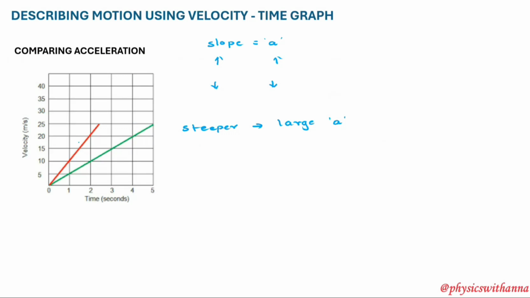If I were to compare the red and green line, imagine if you were to walk on this line, which line would be difficult for you to walk? It is much easier for me to walk on the green line compared to the red one. Whichever is hard to walk on, those lines are steeper and they have a higher slope. And if they have a higher slope, they have a higher value of acceleration. So here the red line has greater acceleration compared to green. So the steeper the line, the higher the acceleration.